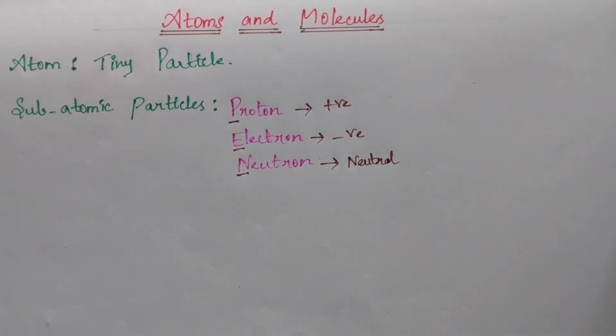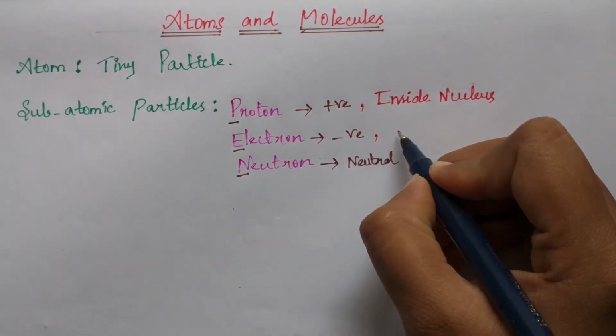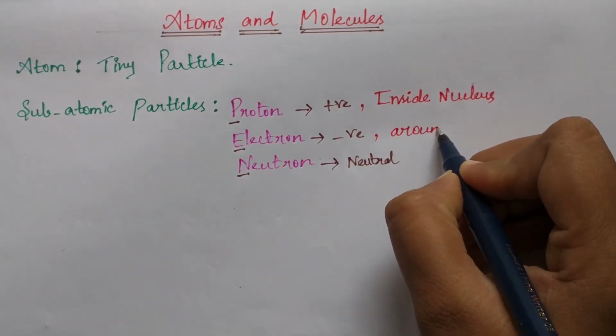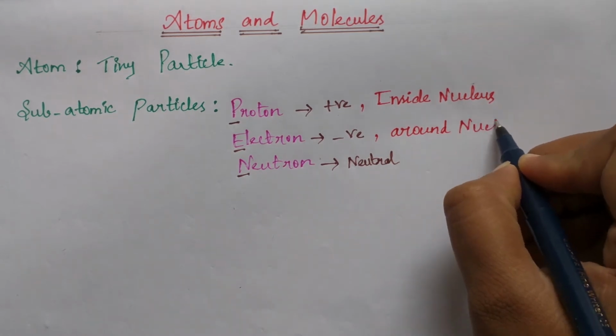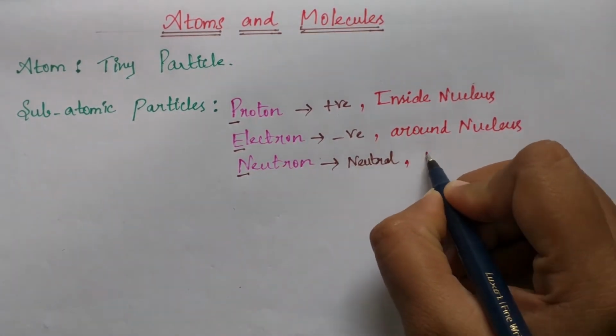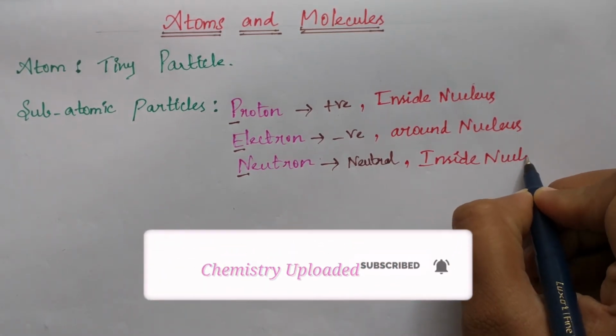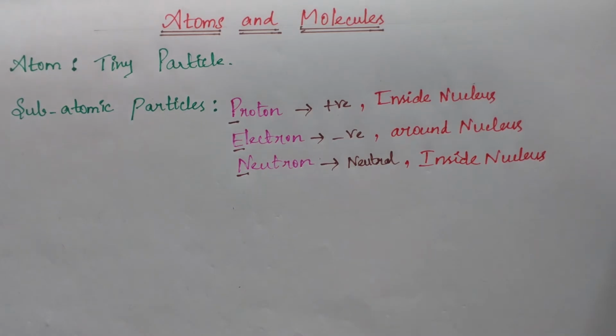Okay. Where is the position of these particles in the atom? Protons are present inside the nucleus. Electrons are around the nucleus, that is, outside the nucleus. Next, neutrons are inside the nucleus. So two particles, proton and neutron, are present inside the nucleus, and they are otherwise called nucleons.